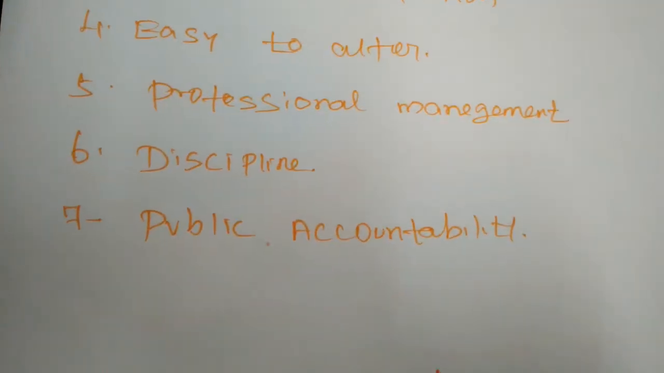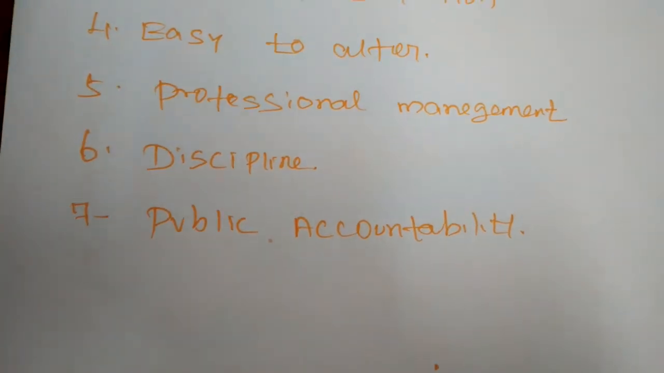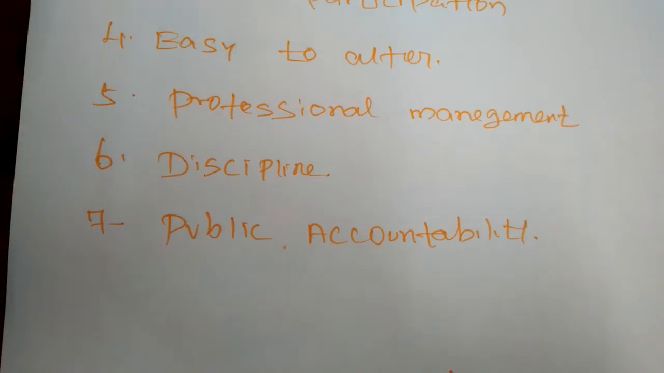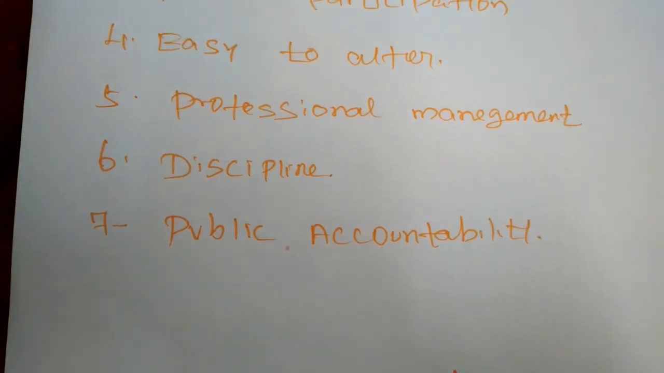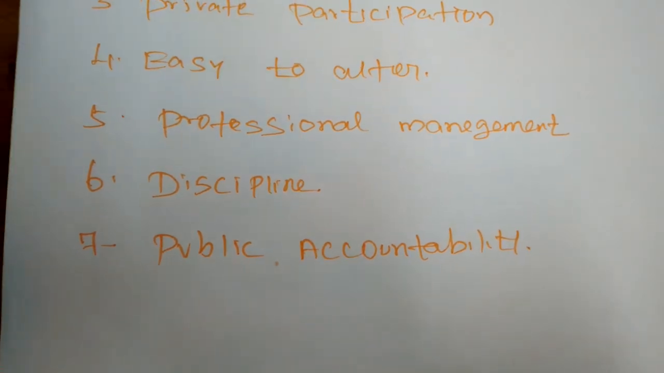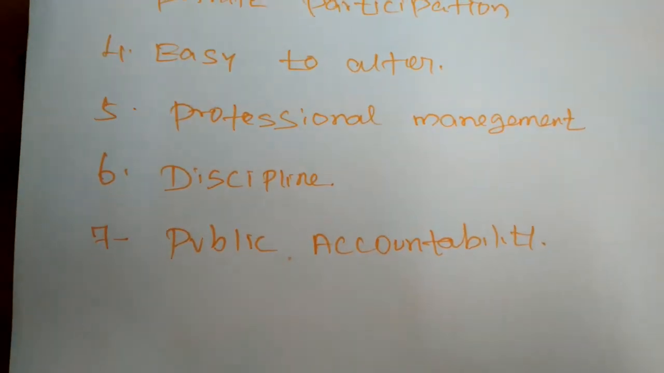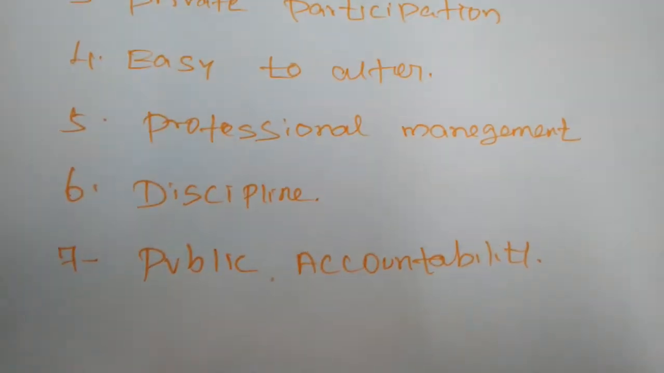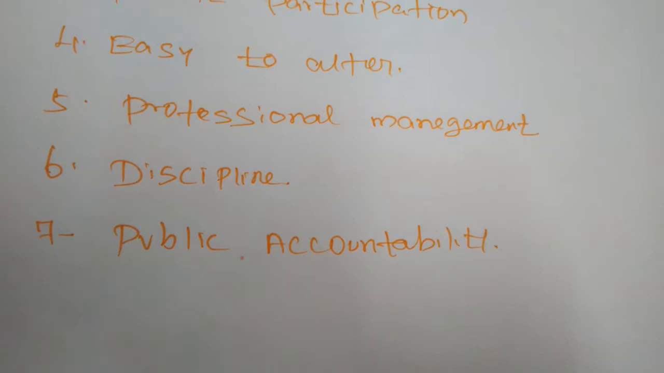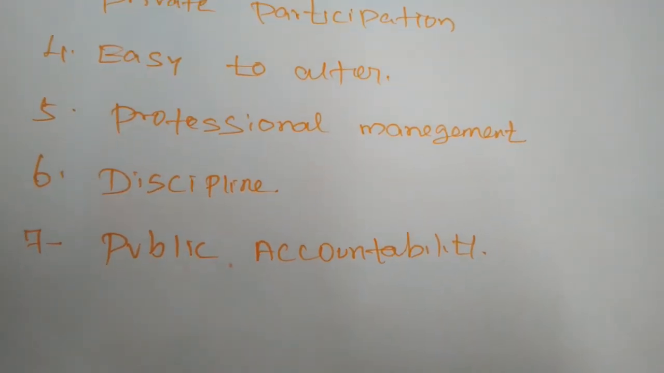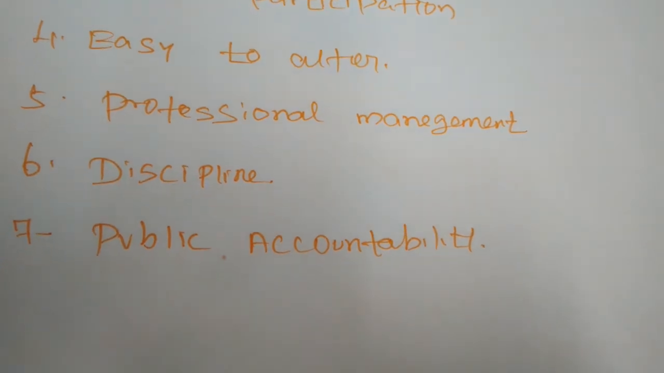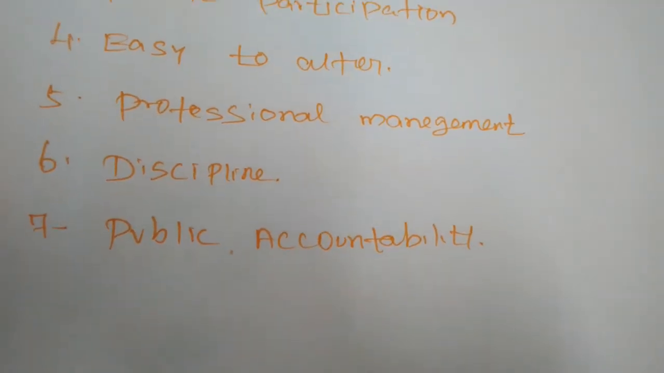Next, discipline. The government company is subject to the provisions of the Companies Act, which keeps the management of the company active, alert, and disciplined. When the government is conducting any company, it is subject to the provisions of the Companies Act. According to the Companies Act, whatever disciplines have to be maintained by the workers, everybody has to follow.